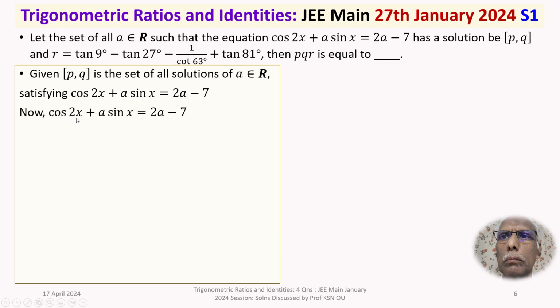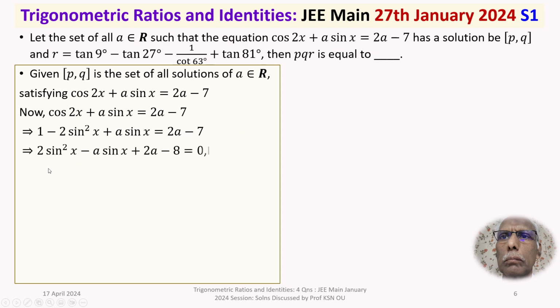Now take that equation, and for cos 2x we write in terms of sin x. That will be 1 minus 2 sin square x plus A sin x is equal to 2a minus 7. Thus we get a quadratic equation in sin x: 2 sin square x minus A sin x plus 2a minus 8 is equal to 0.